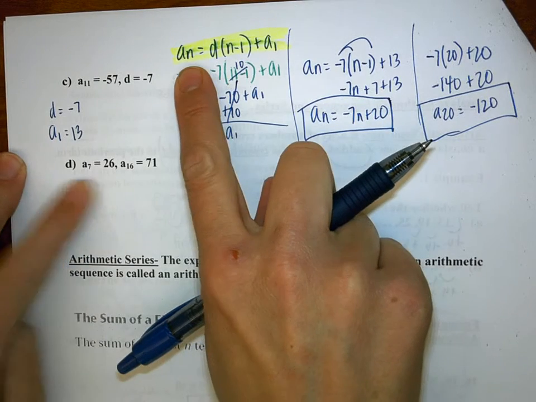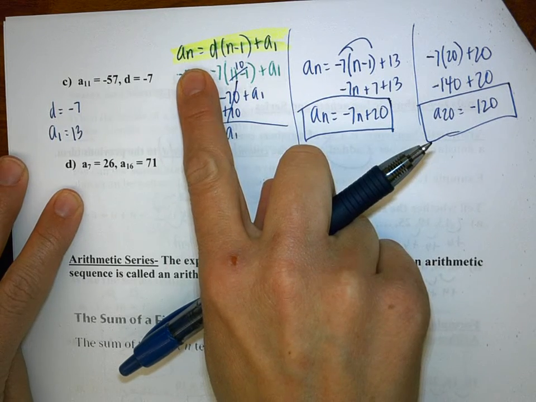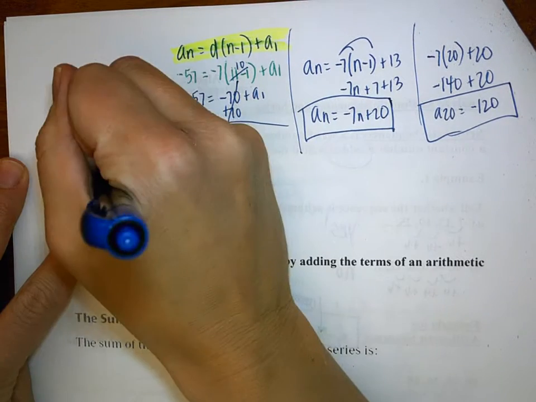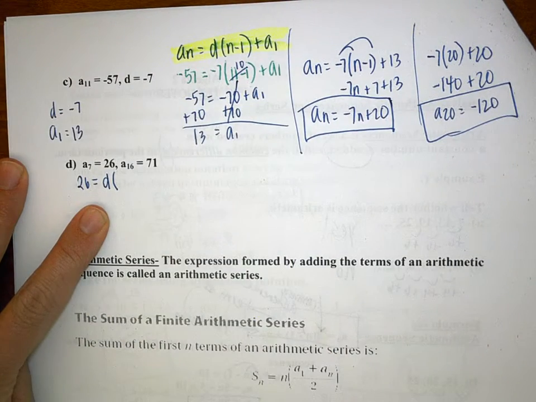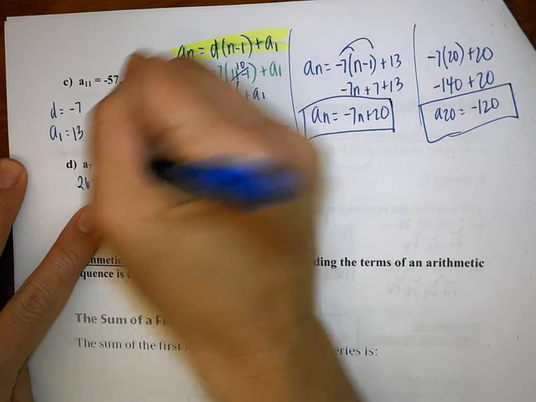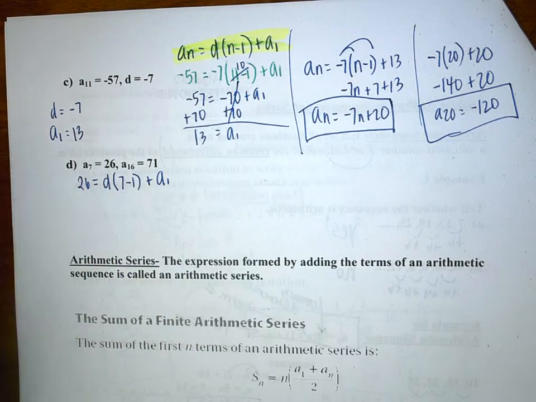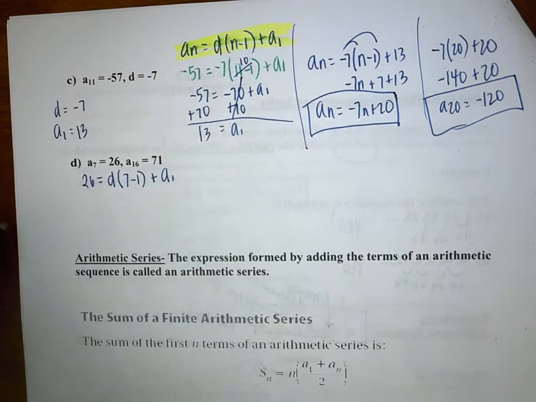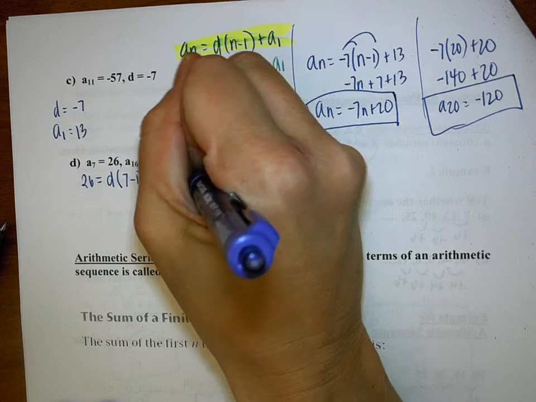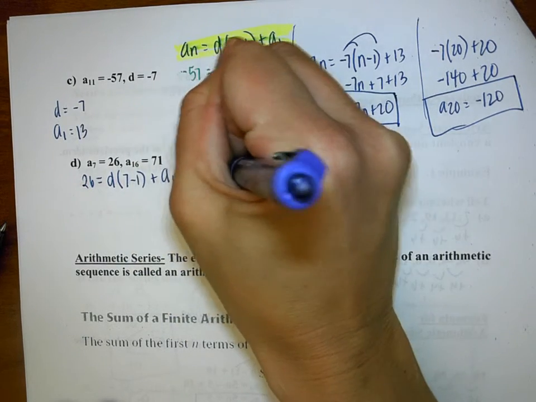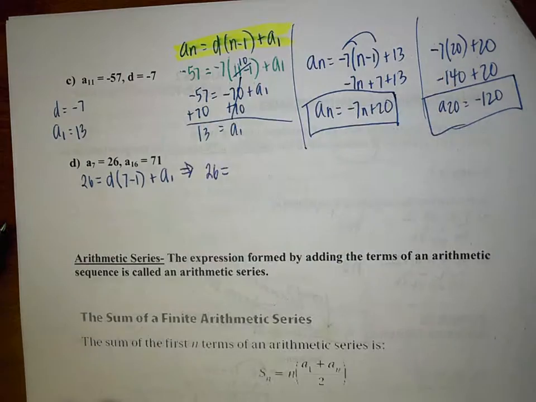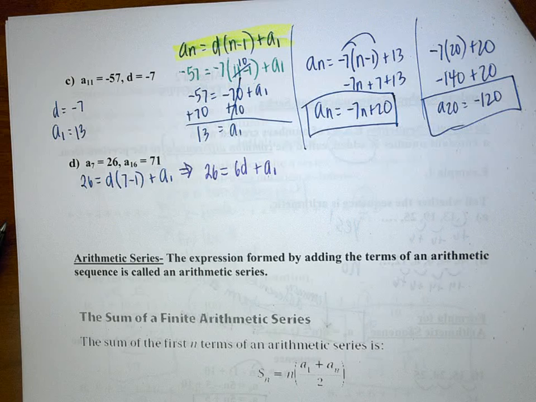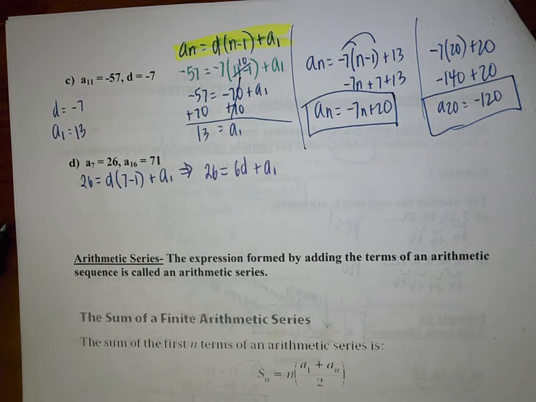What would I put for a sub n? Nope. 26 equals, I don't know D, so I'm going to write D. Do I know what n is? Good. 7 minus 1. And then I don't know my first term, so I write a sub 1. Okay, then we're going to simplify this. Okay, so this simplifies to be what? 26 equals, and I know that 7 minus 1 is what? 6, so that'll make 6D plus a sub 1. Are we okay there? Yeah?